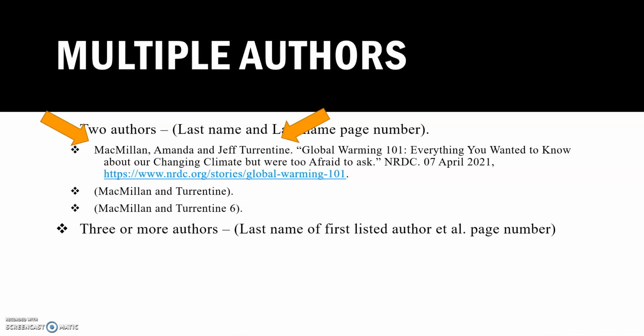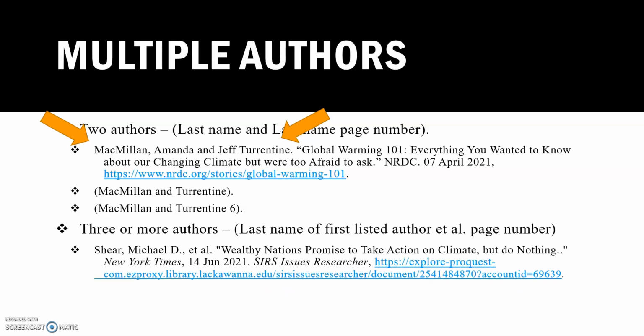If you have 3 or more authors, you simply use the last name of the first listed author and then et al. and the page number if you have one. So here we have an example entry, and we would construct our in-text citation with the last name of that author listed and then the et space al period. Same rules for the page numbers. Notice right here that there is no P period or page or pp right here. It is simply a space. There's no comma either.